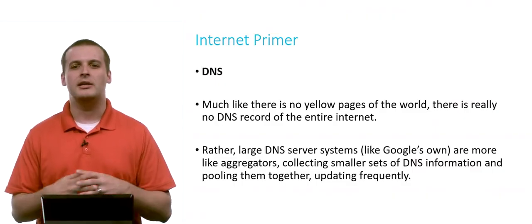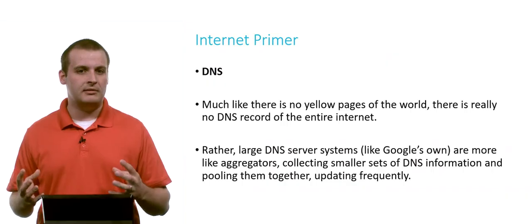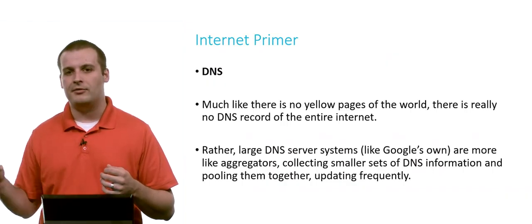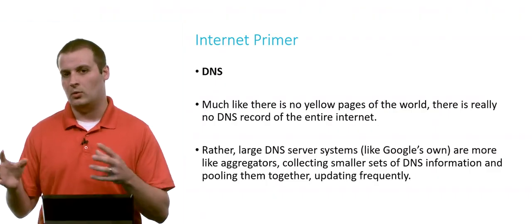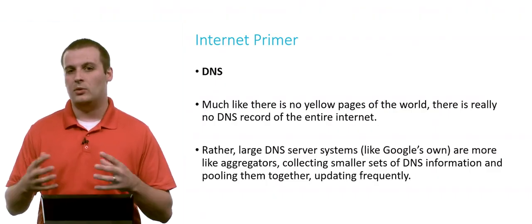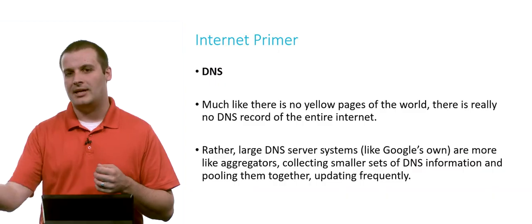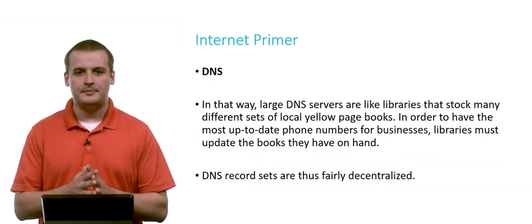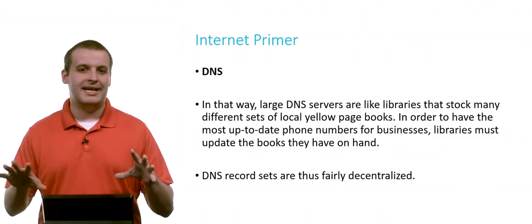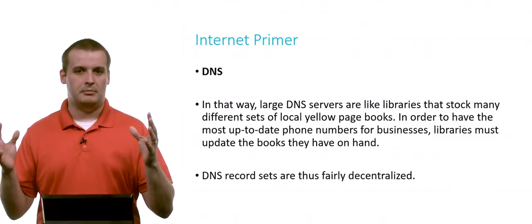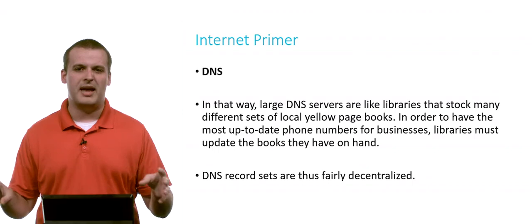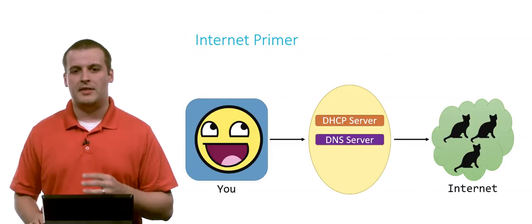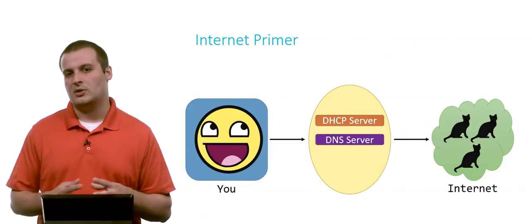So again, this analogy is large aggregating DNS systems are like libraries that have a copy of every yellow pages of the world. They don't themselves update those books. They depend on the books coming in so they can update the information if they need it. So the DNS system is not a giant block. It's decentralized across many, many servers.